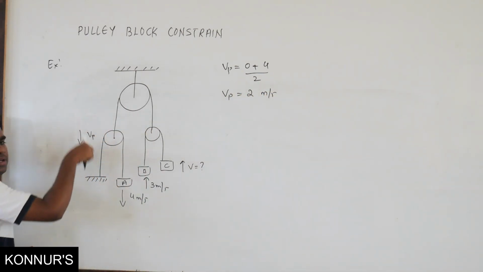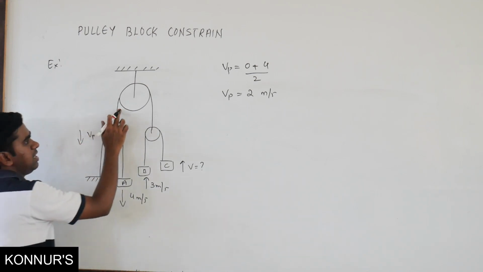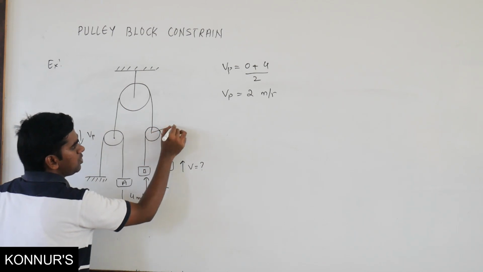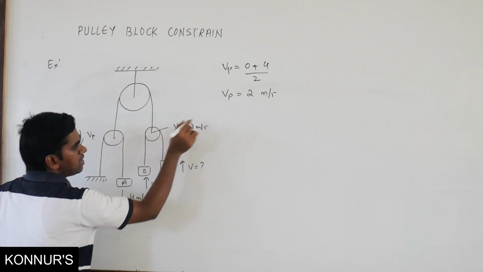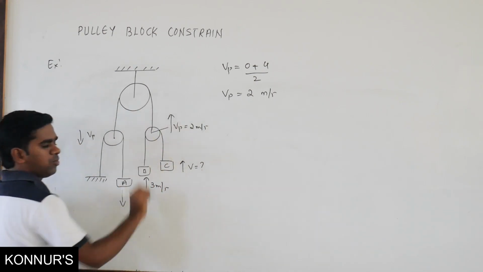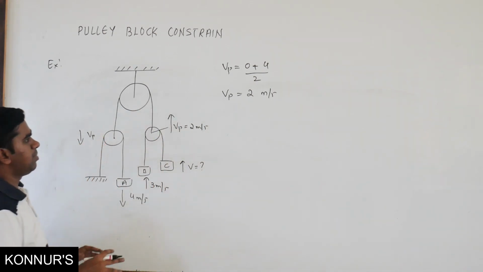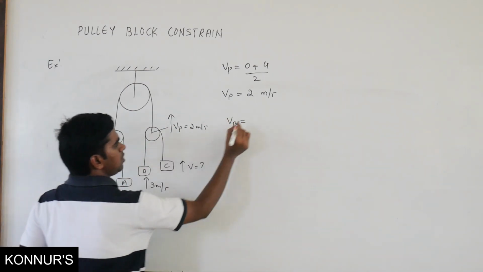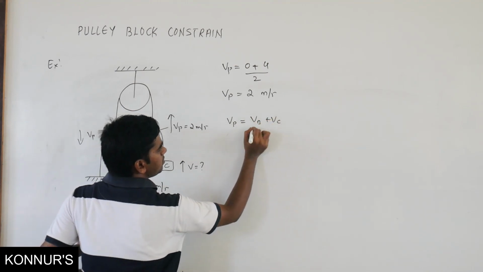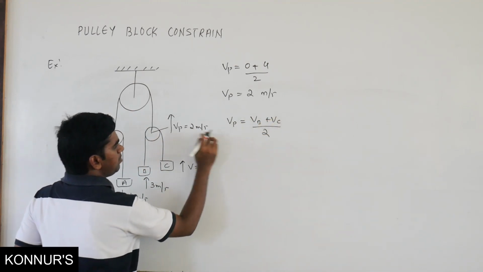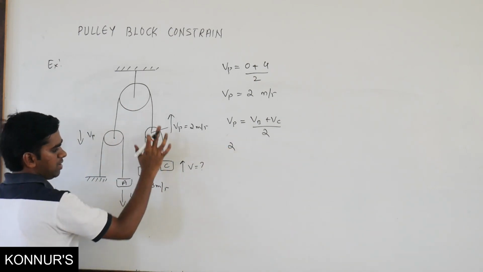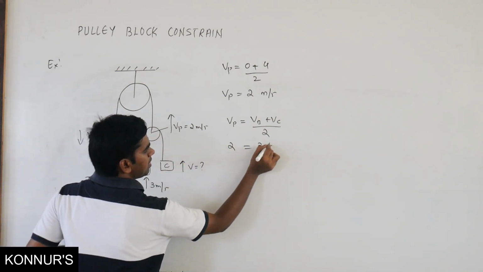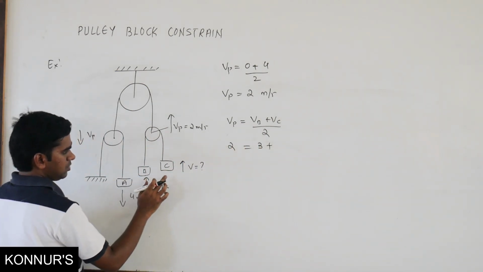This Vp is moving downward. Here 2 meter per second means here also it is 2 meter per second. That means this pulley is also moving with Vp equals 2 meter per second in upward direction. Now apply your pulley method here. Vp is equal to velocity of B plus velocity of C divided by 2. So Vp is 2. All are in upward direction only, so no need to worry about direction. Vp is 3 plus what is going to be there? V.